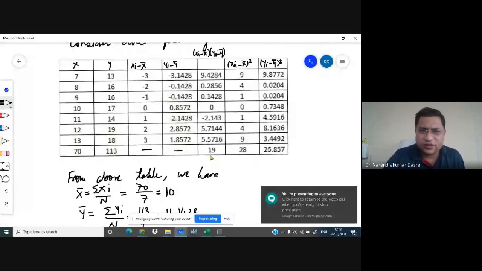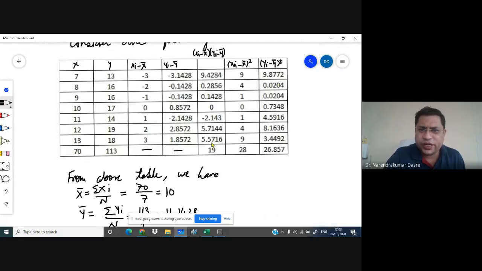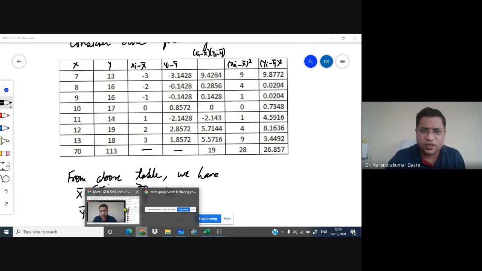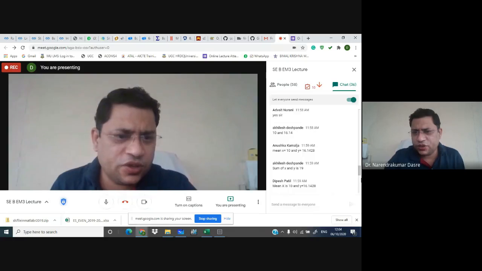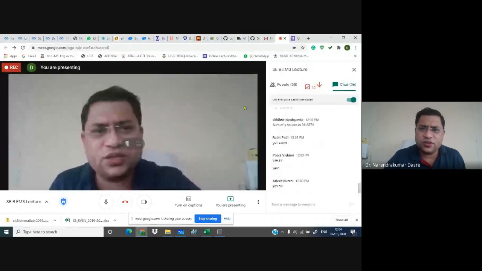Good. So see, these are the calculations that you should get. How many of you got this calculation? So summation xi minus x bar into yi minus y bar is going to be 19. Summation xi minus x bar square is going to be 28. And summation yi minus y bar square is going to be 26.857. Some of you might have got the sum with more accuracy. Okay, that's great.